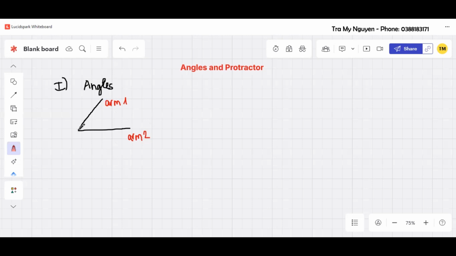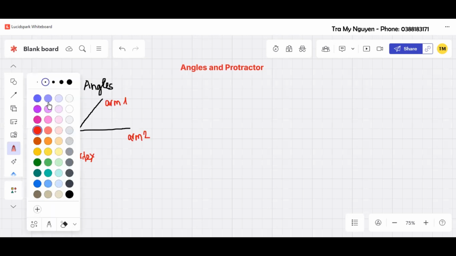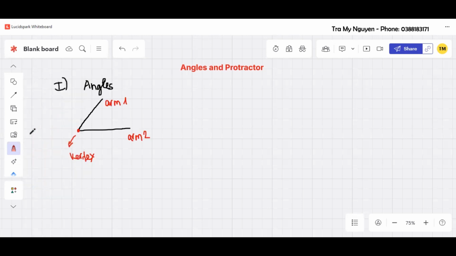You can see these two lines have a common point here. The intersection of these two lines is called the vertex of the angle. You can see the common point, the red point here, is called the vertex of the angle. The vertex is the highest point of something. We also have some other features related to angles, which I will give you in this lesson. So let's move on to the unit of angle.